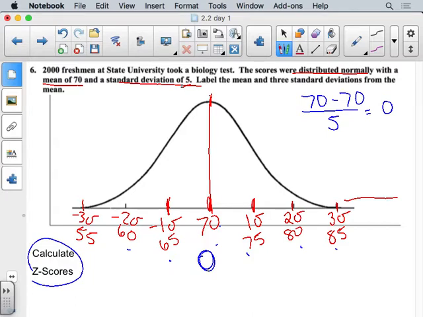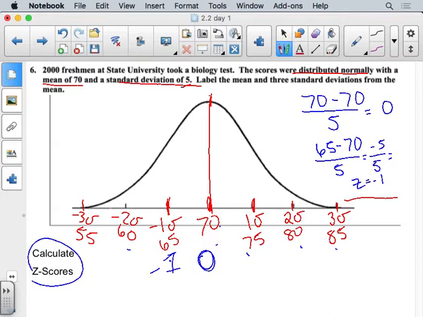Can you have a negative? Yes, you can have a negative. So like if I did 65, it would be 65 minus 70 divided by 5. So 65 minus 70 is negative 5, divided by 5 would be negative 1. So that would be a -1 z-score. So z equals -1 means that you are 1 standard deviation below the mean. So z-score and the number of standard deviations are the same.